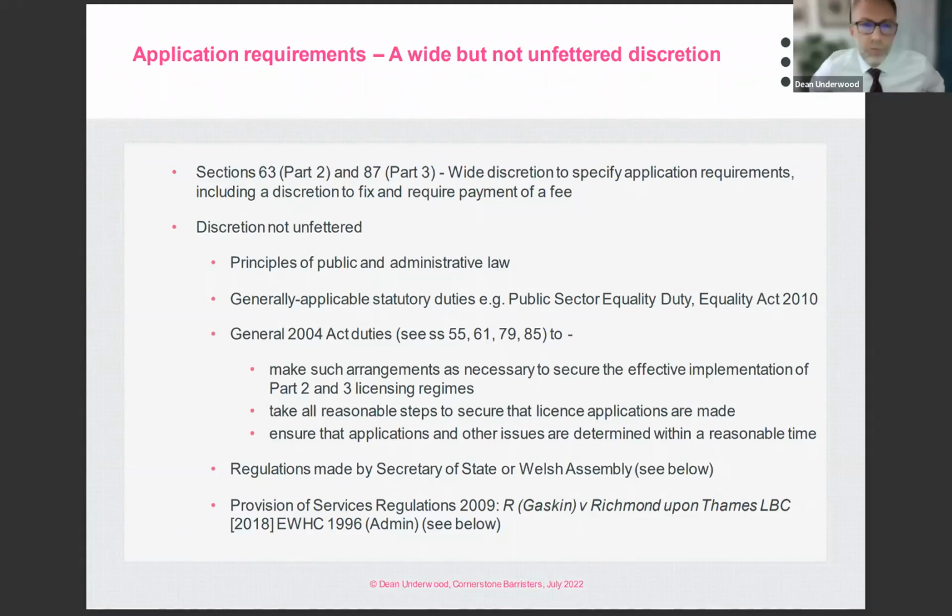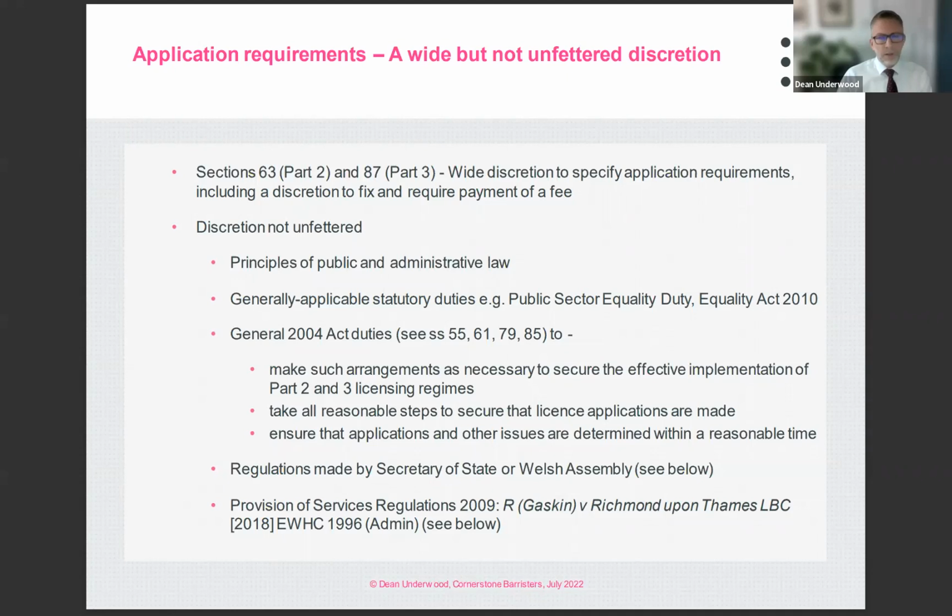So where do we start? Well, application requirements are provided for in sections 63 for the purposes of Part 2 and section 87 for the purposes of Part 3 of the 2004 Act, which confer on local housing authorities a wide discretion to specify application requirements, including a discretion to fix and require the payment of a fee. In terms, the sections provide that the licence application must be made in accordance with such requirements as the authority may specify, and that the authority may in particular require the application to be accompanied by a fee fixed by the authority.